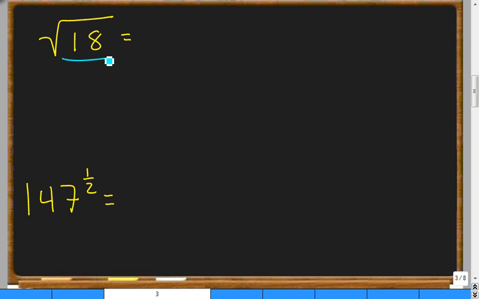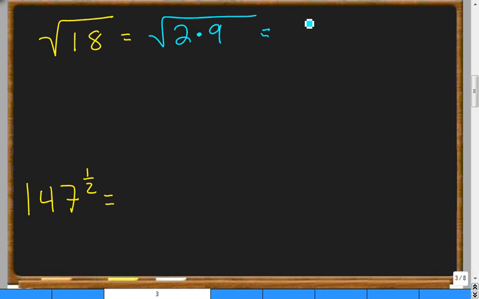So if you think of 18, it can be made up of multiple things, right? We could say 3 times 6. Well, the square root of 3 and the square root of 6 aren't things that we know. They're not made of squares. So we can't really do anything with it. But we could work with, say, 2 times 9. Okay, square root of 2 times 9.